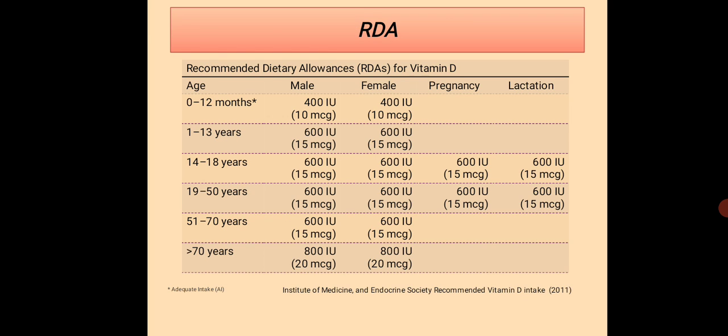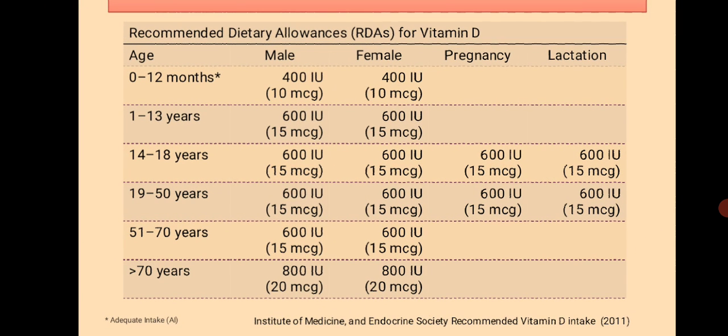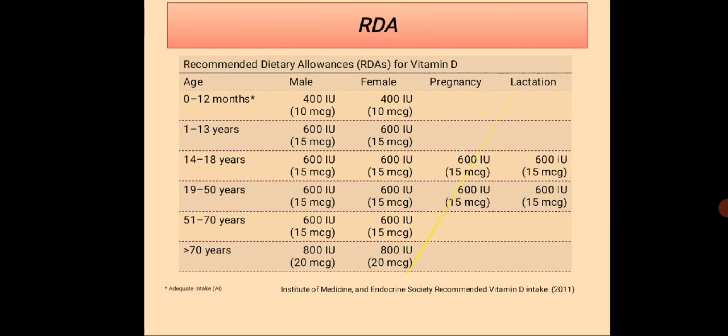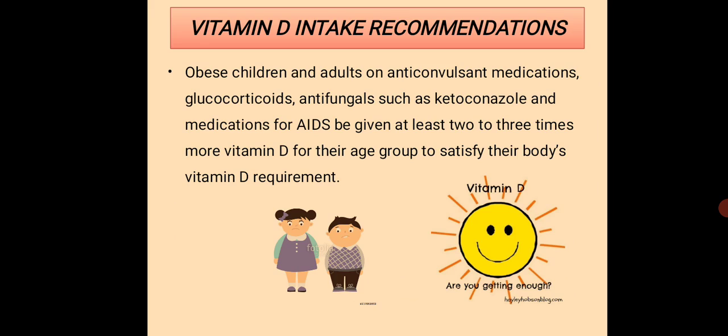So here are the recommended dietary allowances, RDAs, for vitamin D. Here is the age group: from 0 to 12 months, 1 to 13 years, 14 to 18 years, 19 to 50 years, 51 to 70 years, and greater than 70 years. Male and female, pregnancy and lactation: how much quantity of dietary recommendation for vitamin D should be given to people. So you can see from this one.